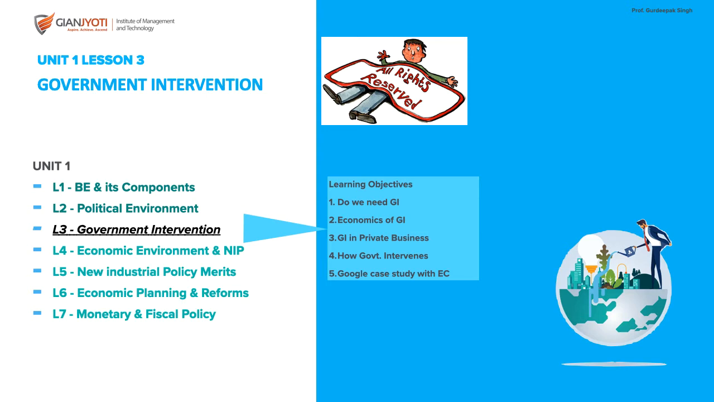Number 2, why government intervenes, what is the economics of government intervention. Number 3 is we'll see specifically the government intervention in private business, and also we'll see how the government intervenes, and then we'll take up a small case study which is of European Commission, who put a heavy penalty on Google. So let us start.